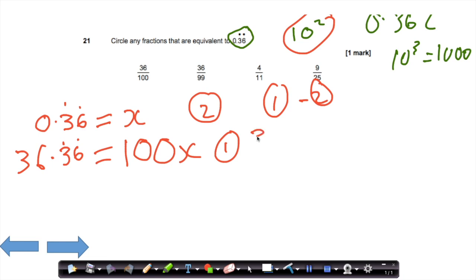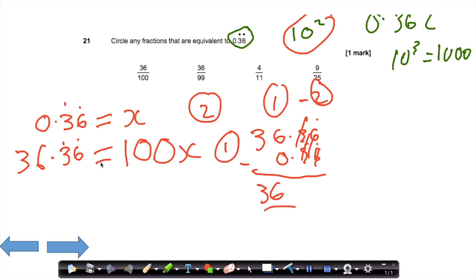which would be 36.36 recurring, take away 0.36 recurring. This would carry on forever, and this would carry on forever. Well, in this case, you'd be left with 36. The 36s that would forever carry on would all cancel out, so you'd end up with 36. Looking at this side of the equation, 1 was 100x. So if we now take away equation 2, like we did before, we'll be left with 99x. 100x take away x, 99x.